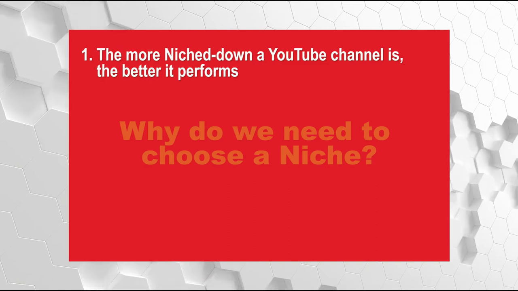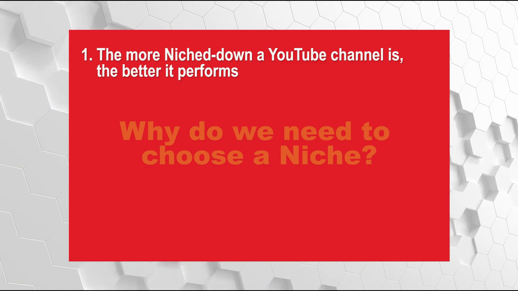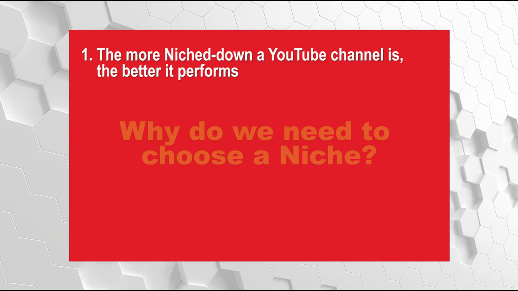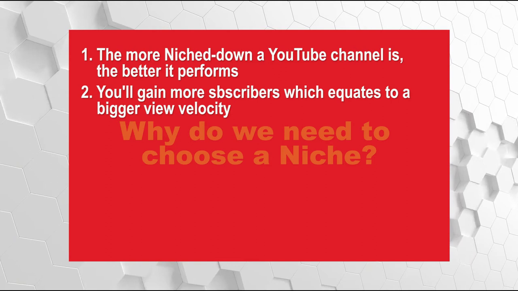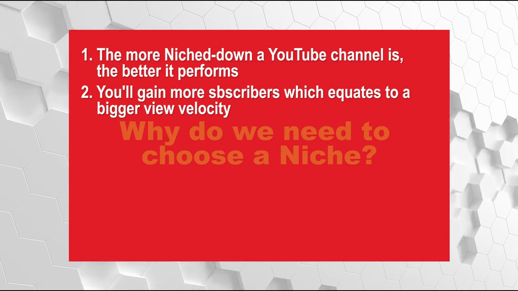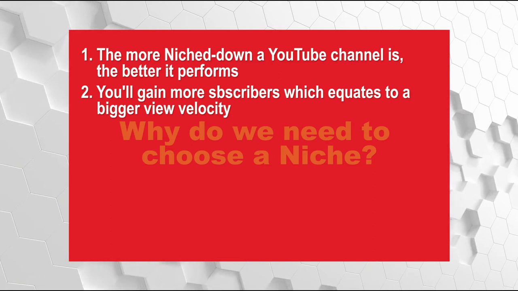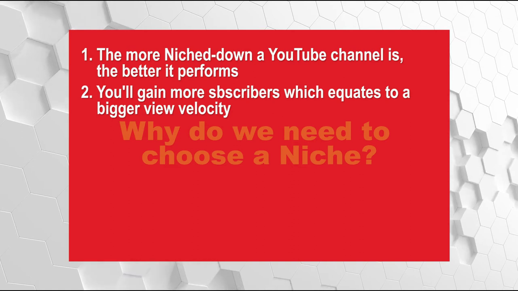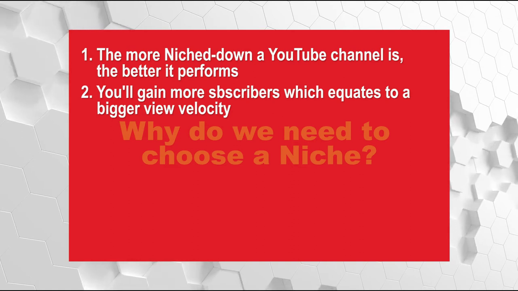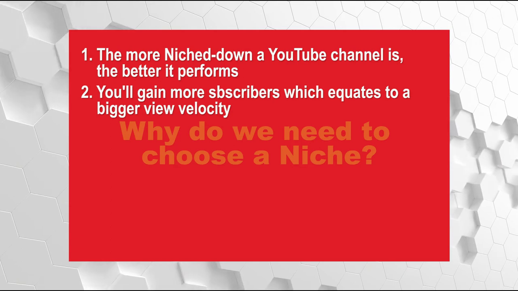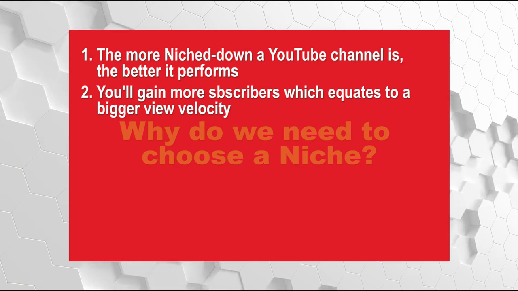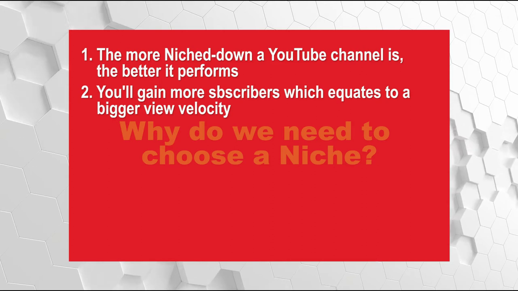It could be JoWorld, could be sci-fi, could be movie or skits. You will gain many more subscribers, which equates to a bigger view velocity. View velocity is how many views a video gets in the 24 hours after it's been uploaded. And that's a huge factor. This is possible when you have huge subscribers, and a way of getting huge subscribers is when your channel is aligned to a niche.